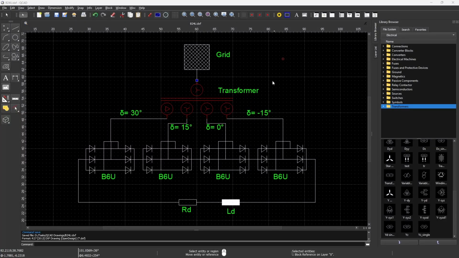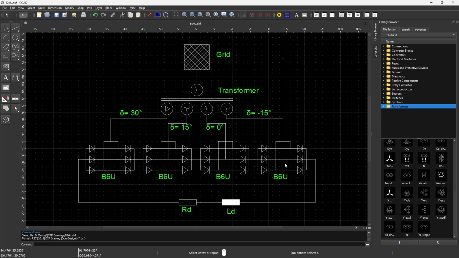In line with our simulations of multi-pulse diode rectifiers, let's now discuss the 24-pulse diode rectifier in Plecs. Here is the single line diagram of the converter systems. On top we have the grid, followed by the phase shifting transformer. As we also mentioned before, the phase shifting transformer is quite important for implementing this type of converter system.